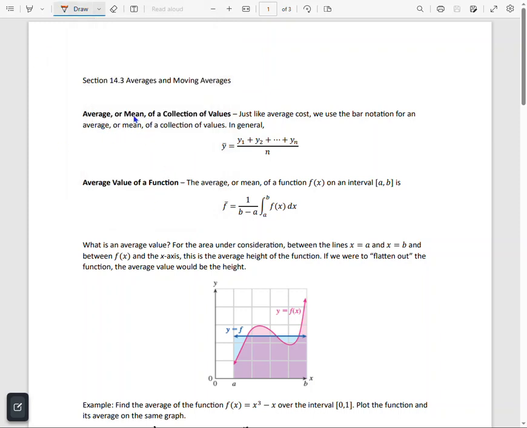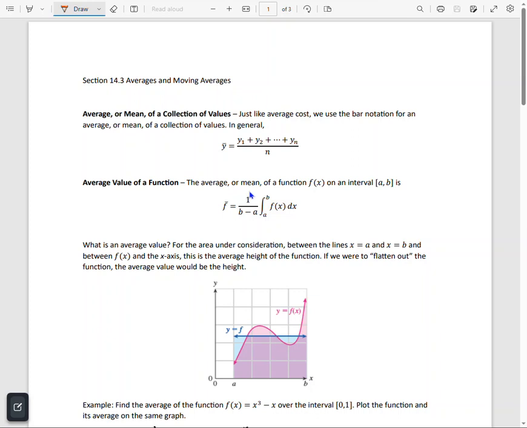The average or mean of a collection of values, just like average cost, we use the bar notation. Y bar means add up all the y values and divide by the number of them you have, right? The average. We know how to find the average exam score or the average homework score, but what's the average value of a function?